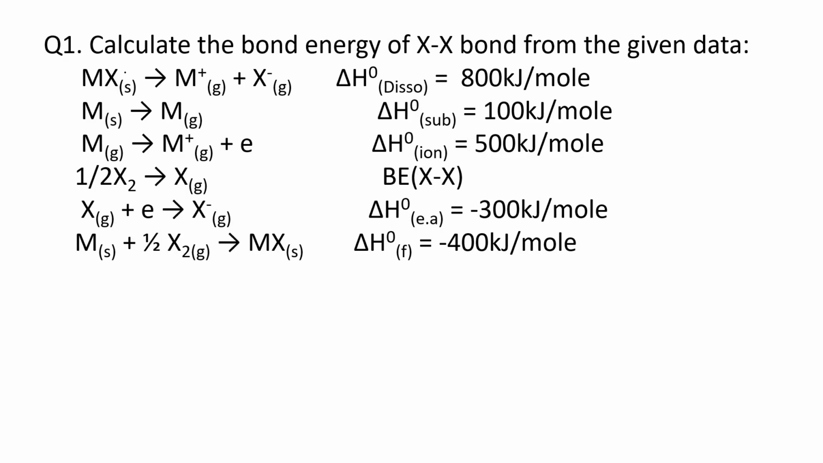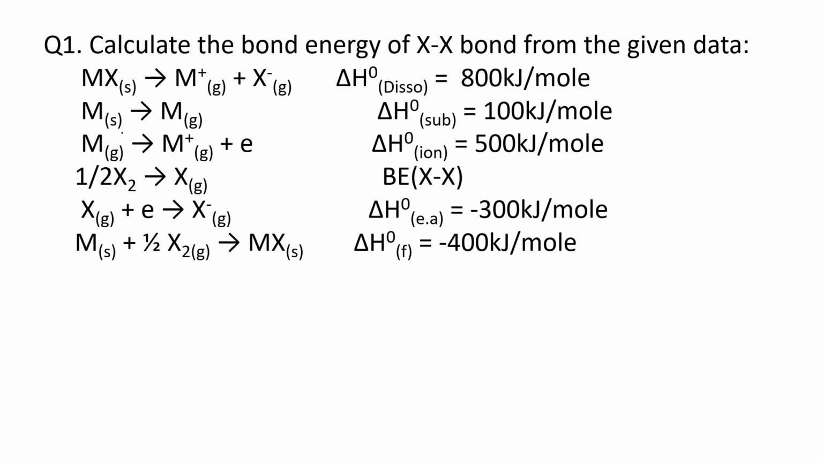What are the data given? That is dissociation of the ionic solid to the metal ion and X minus ion, both in the gaseous form. Okay, so this is the reverse of your lattice energy. Lattice energy is the formation of the ionic solid from the gaseous ions, and this is the reverse, that is a dissociation. Okay, that is given here.